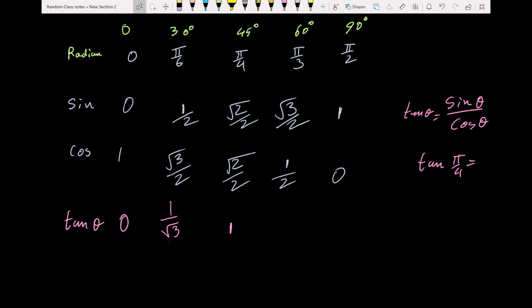Okay? Now, can you guys finish the last two? What is tangent of 60, tangent of 90? What is it? Root 3. And the last one is what? Undefined, because you cannot divide by 0, right?